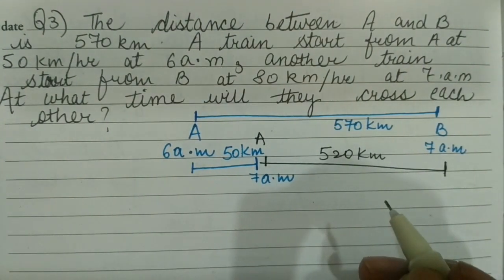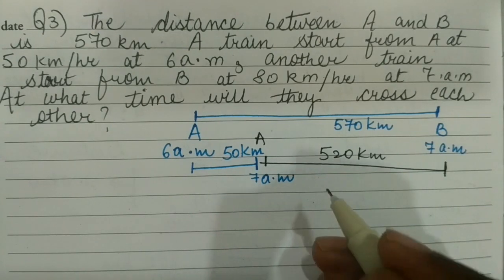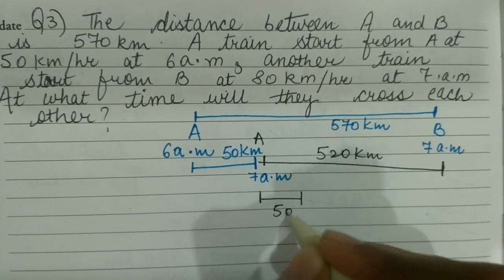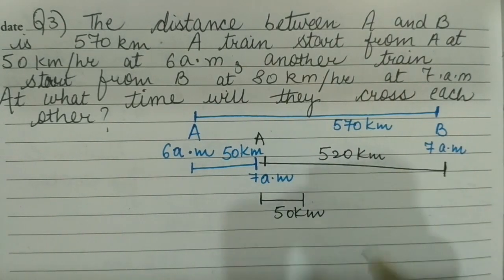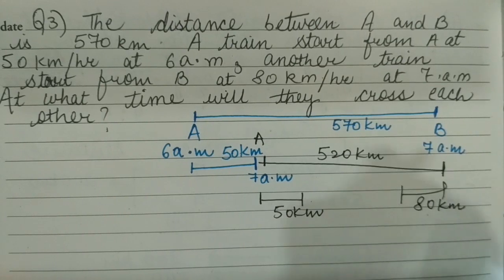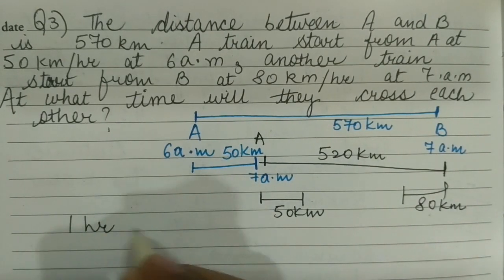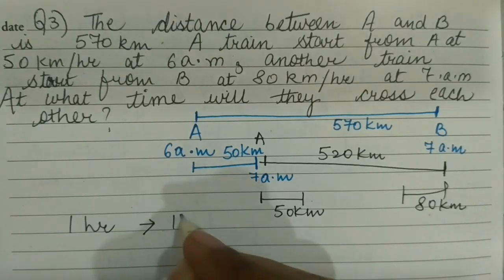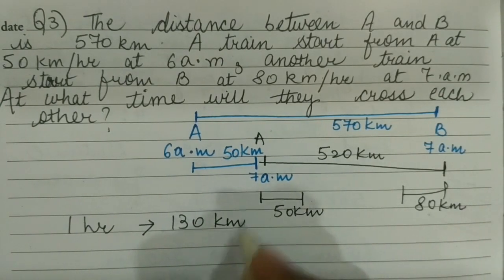At 8 am, what will be their relative position? Train A will travel another 50 kilometers and train B will travel another 80 kilometers. So in 1 hour, the distance covered is 50 plus 80, that is 130 kilometers.